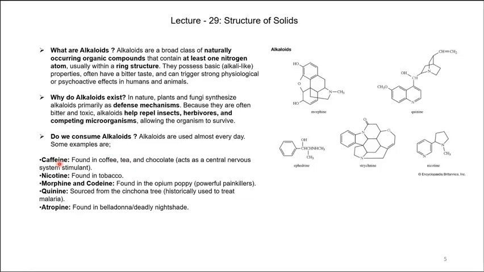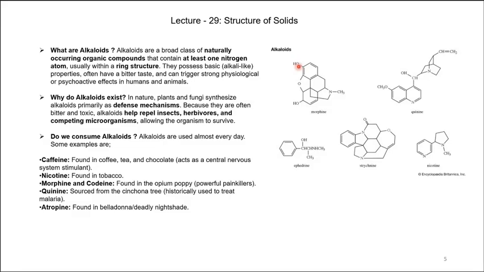Caffeine is an alkaloid. We find it in tea, coffee, chocolate, etc., which gives us nerve stimulation. Nicotine is found in tobacco. Morphine and codeine are found in the opium poppy, powerful painkillers. Quinine was historically used to treat malaria. Atropine is found in belladonna or deadly nightshade.